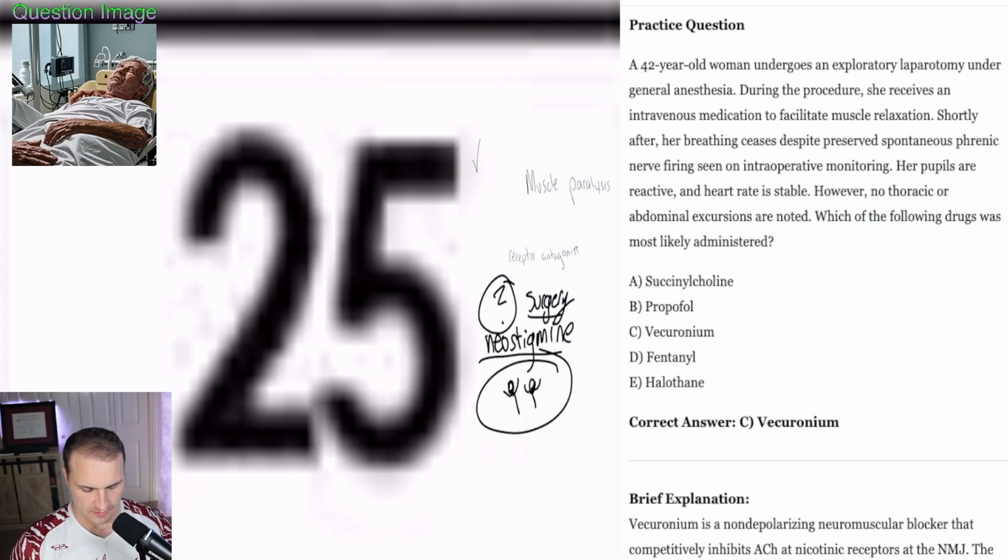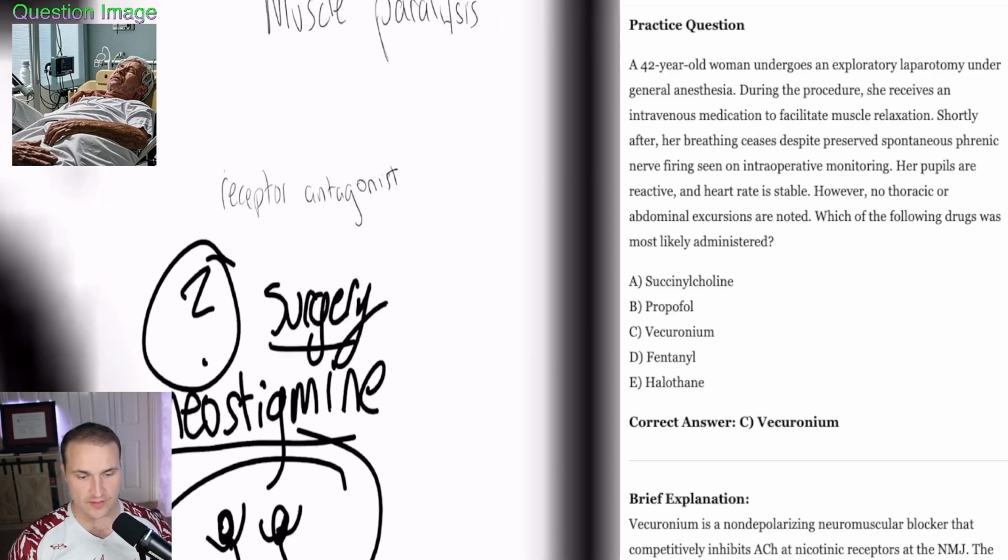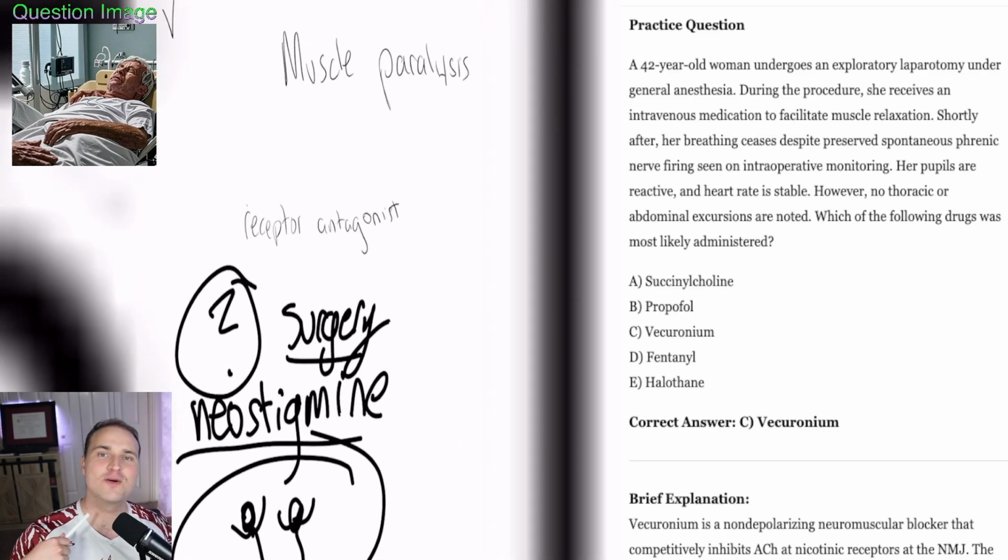Pancuronium is the answer. So the setup in this question, and I'll zoom in to my notes from when I did this the first time, is the airflow is stopping, right? And the diaphragm is not moving. And the phrenic activity is still continuing, right? So what does that mean? That means that the brain and the nerves are still firing.